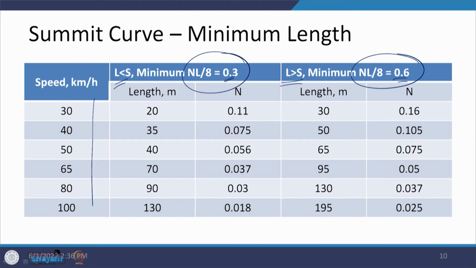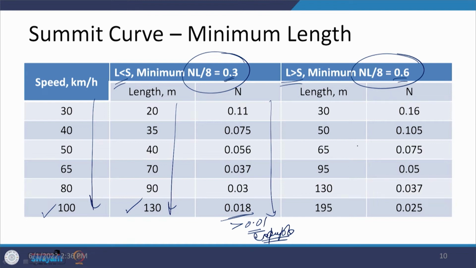So, here for the different values of the speeds, we get different values of the lengths to be provided, and in these cases the value of n, as you can see, is changing in this form. When we have provided a length of 130 meters at a speed of 100 kilometers per hour, you can see that the n is 0.018, which is greater than 0.01, which was the case in the previous example, where we could not provide the length of the curve and had to go for a minimum value.